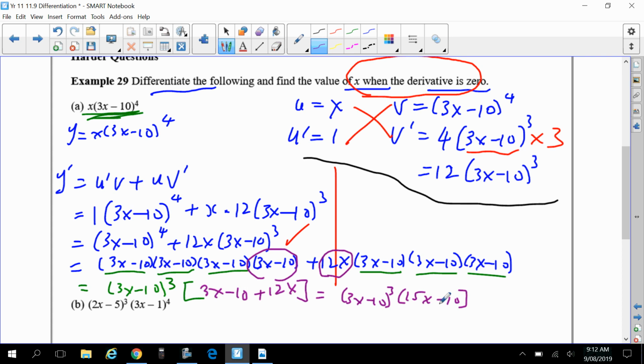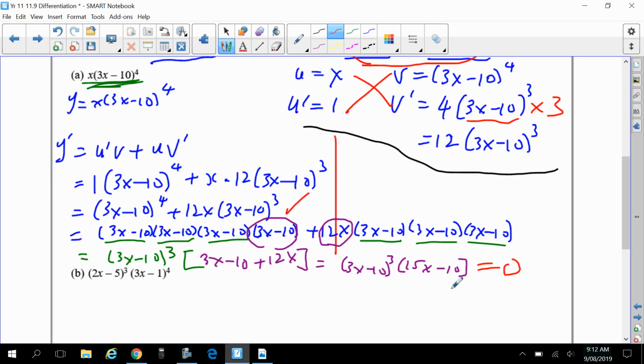Okay, we've got that done. And now we can answer the question, when is the derivative 0? Make it equal to 0. So we factorize in order to solve the equation. So let's factorize that. Therefore, this thing is 3x minus 10 equal to 0. You don't have to worry about the cube because the cube root of 0 is 0.